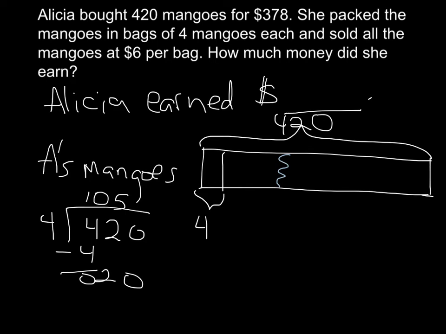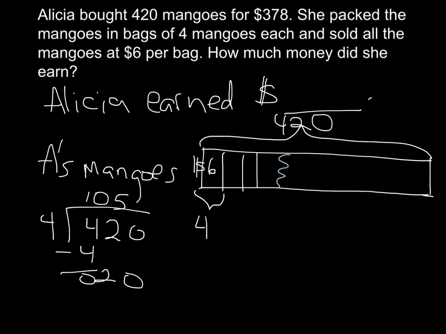And so if I were to show this on here, I would have 4, 4, and I would have to actually write 105 units. We're not going to write all 105 units. The next step then, we're going to try to find out how much money she earned. Well, if we want to know how much money she earned, here's what we know. We know that every one of the bags, of which there are 105, represents $6.